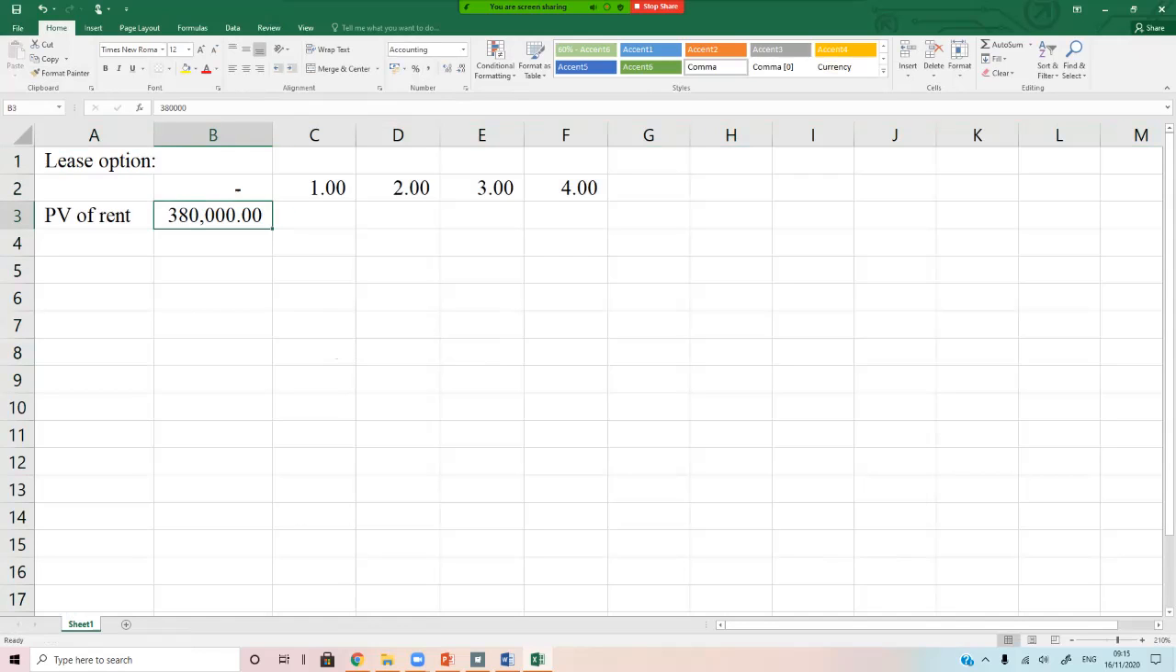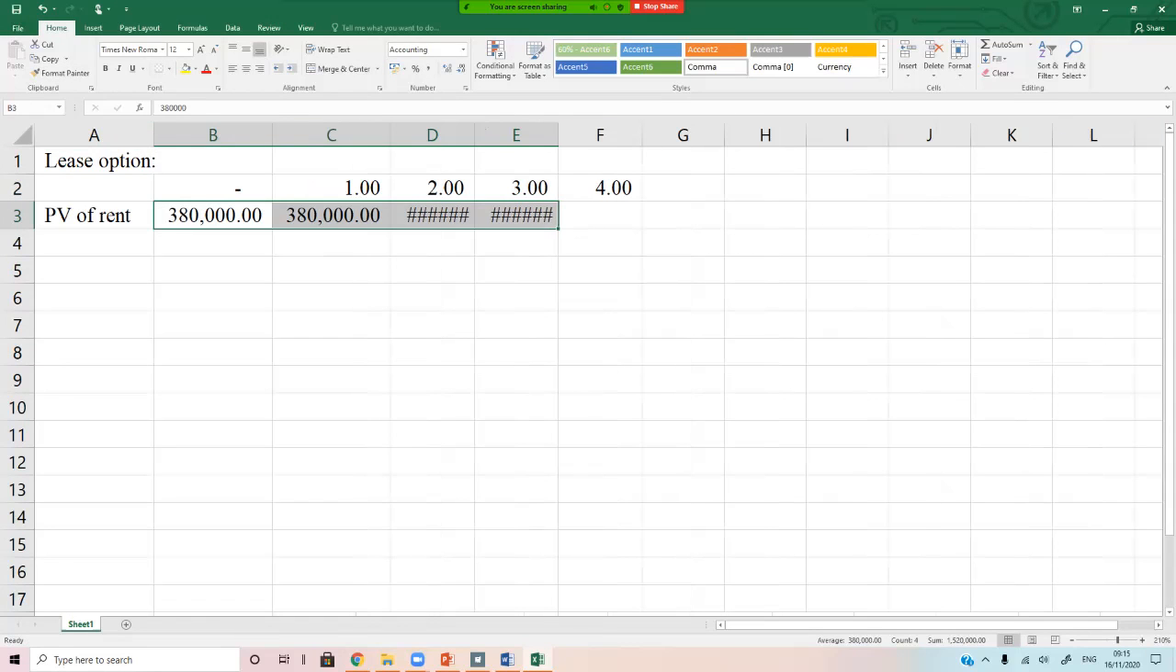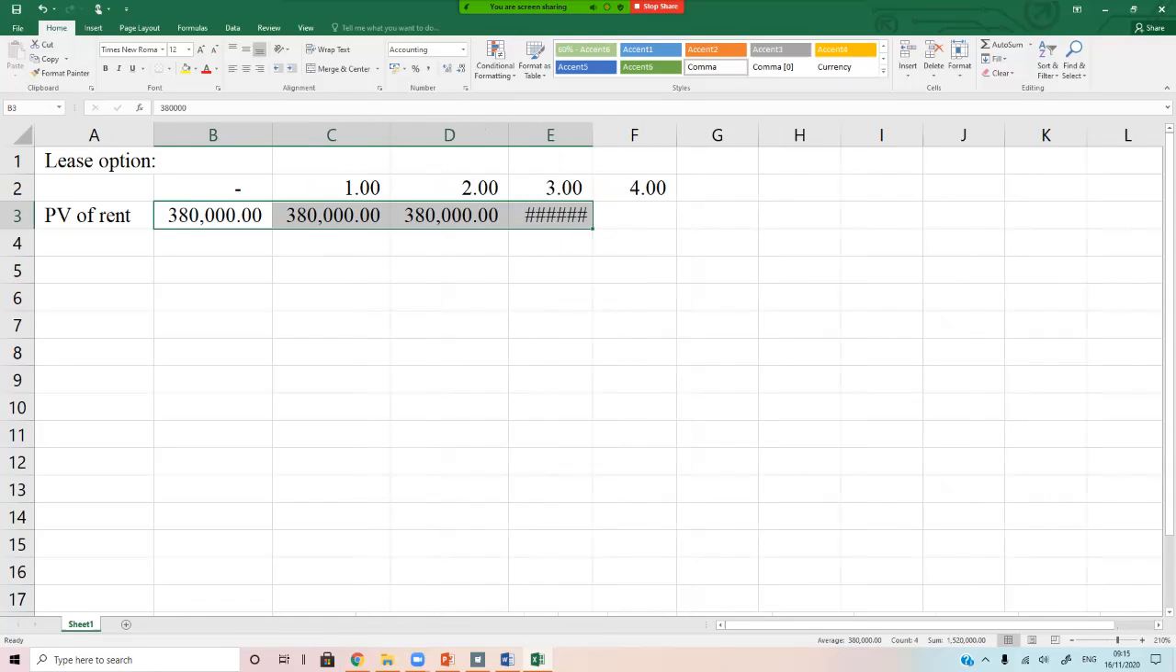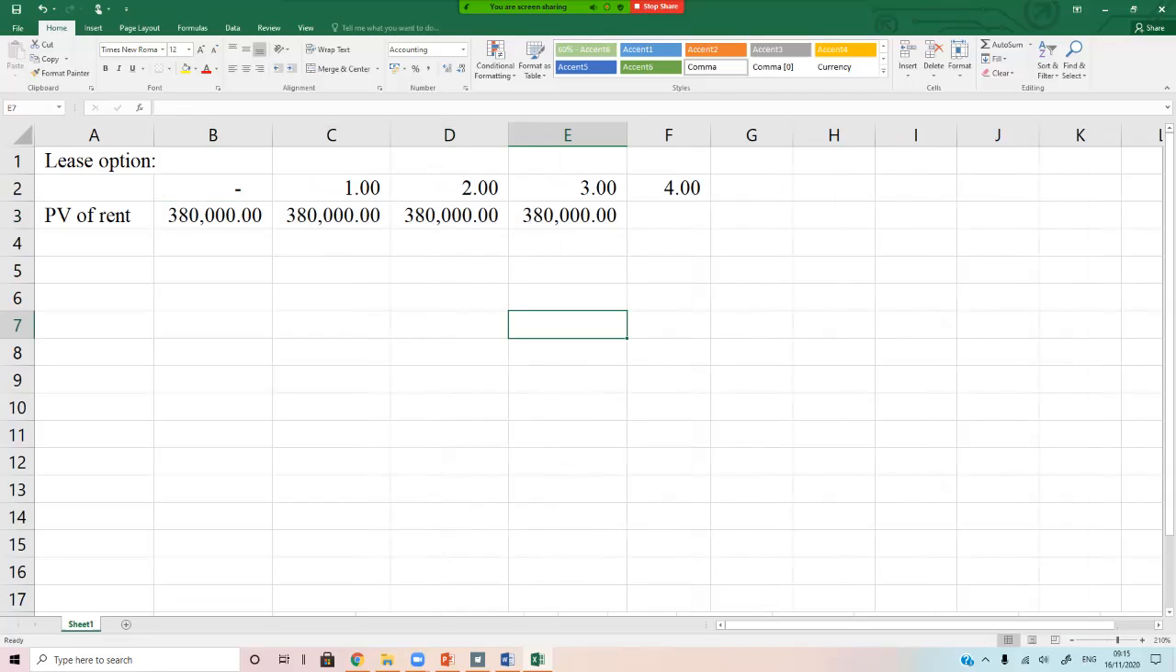So the 80,000 for 4 years. You can drag it until there are 4 of them. The rent for year 4 is paid in year 3, as you can see there. That's the amount you're paying. So this is a cash outflow. Let me put them as negative because this is a cash outflow.